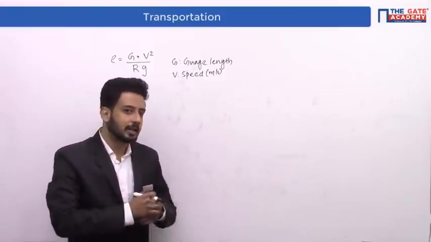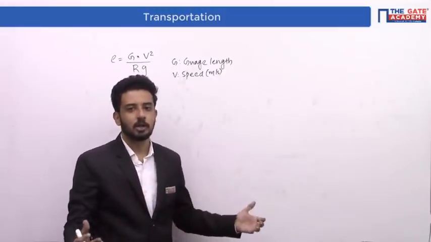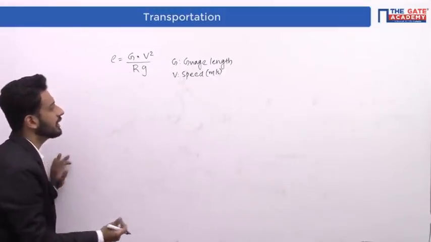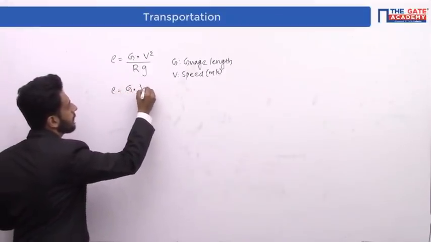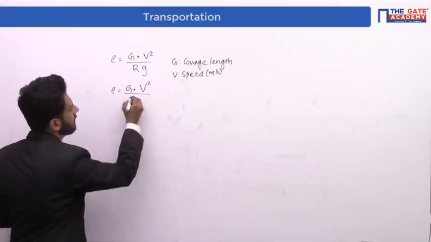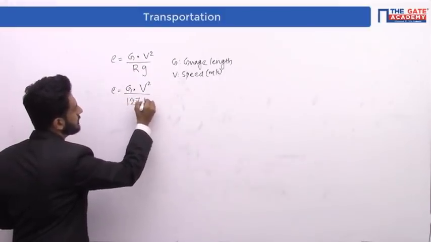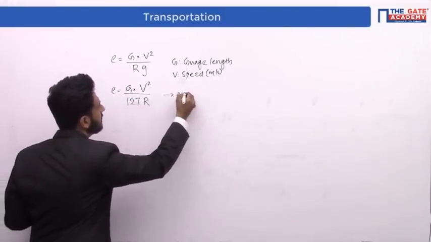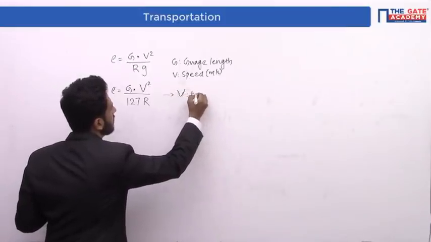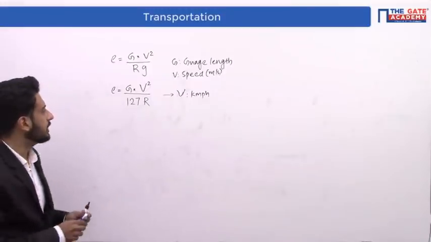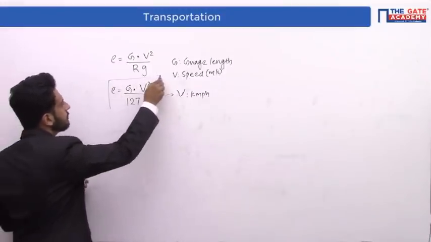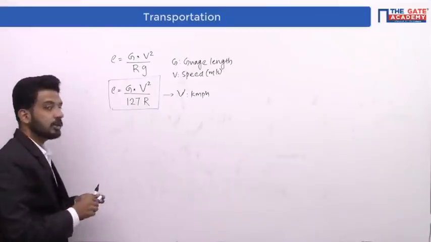Definitely the speed of train will be expressed in kilometer per hour only, correct? So V will be in kilometer per hour. So I can also write it as capital V square by 127 R. So in this expression, V is in kilometer per hour. So this is the equation for super elevation in railways.